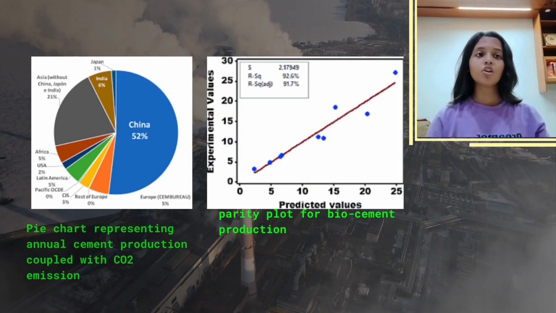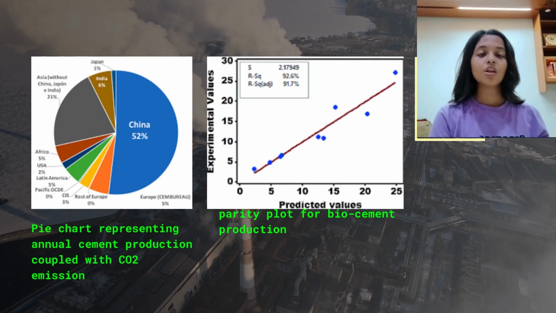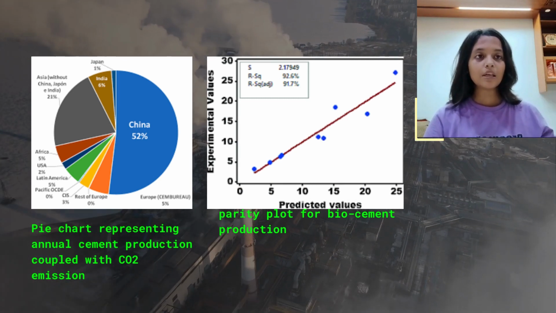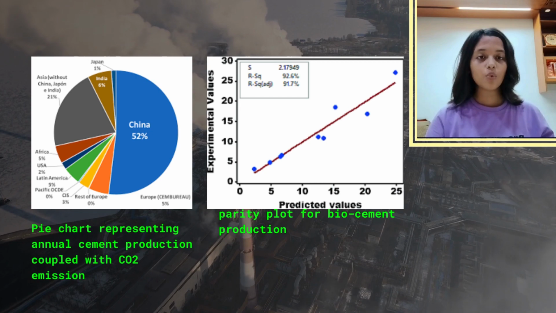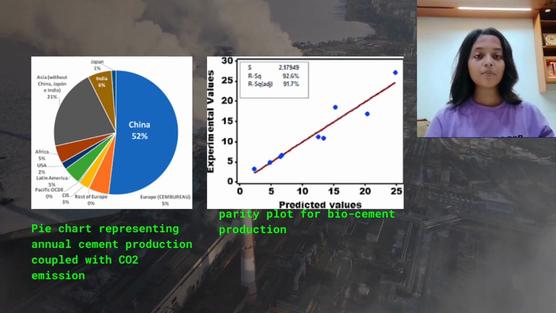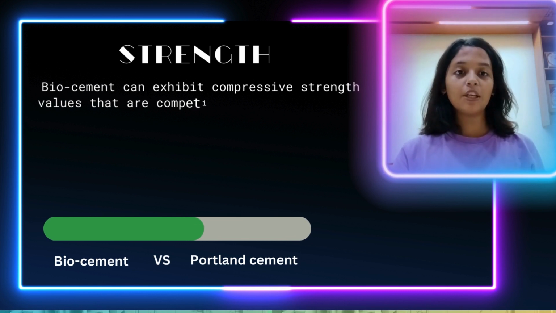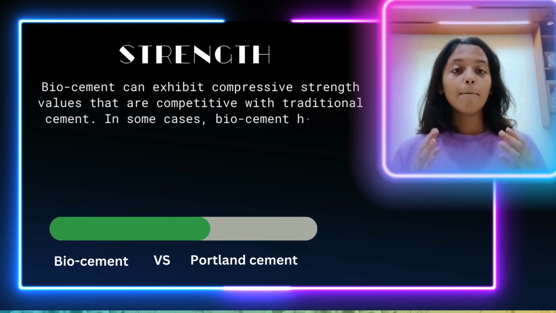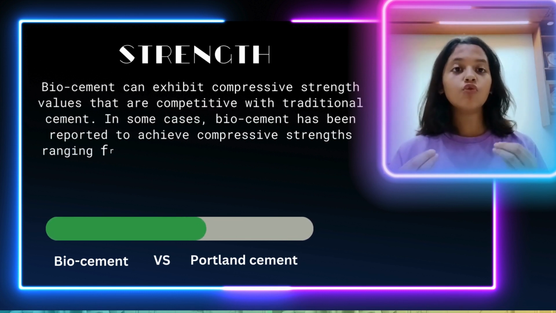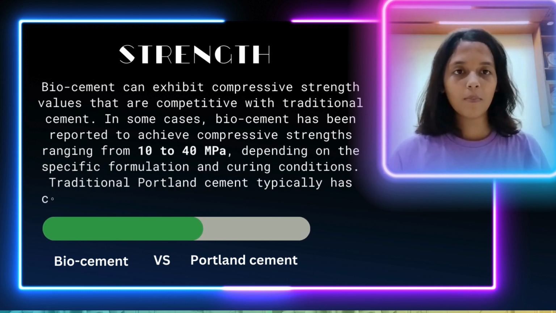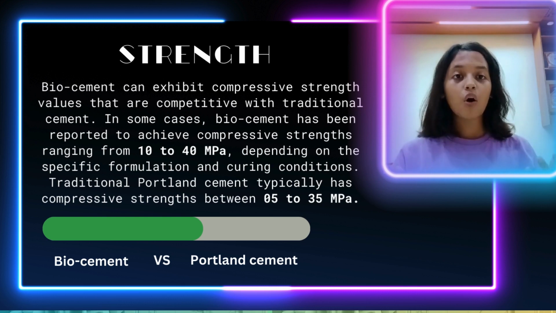Here, the first chart represents the annual cement production coupled with carbon dioxide emission. Here we can see the emission by countries. In the second chart, we can see the parity plotting for biocement production. In terms of strength, biocement gives a good competition to the traditional cement. Biocement can exhibit up to 10 to 40 megapascal, and the traditional cement can exhibit 5 to 35 megapascal. It shows the strength of the biocement.